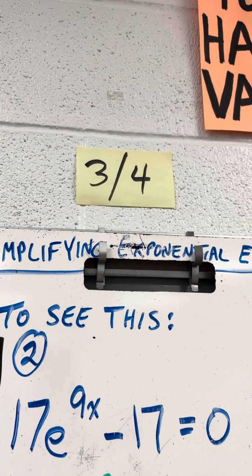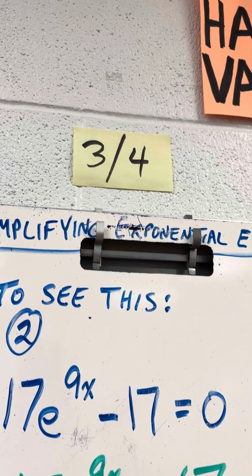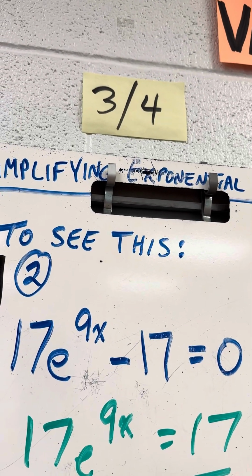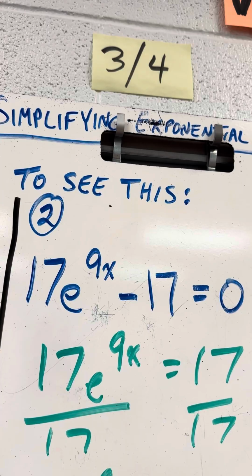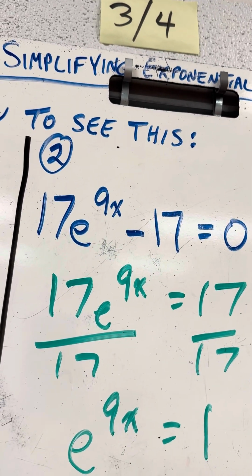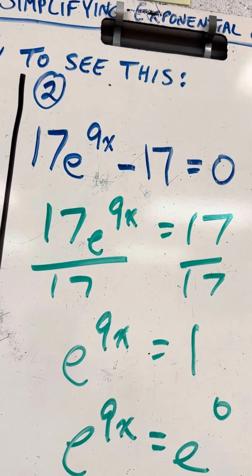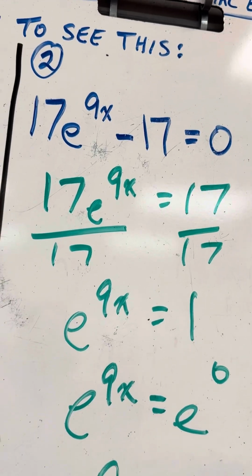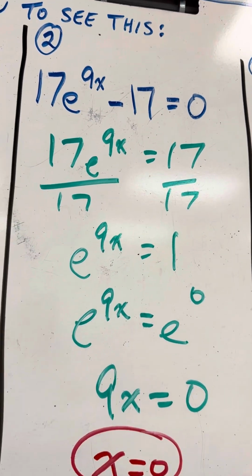e to the 9x minus 17 equals 0. Okay, add 17. e to the 9x equals 17. Divide by 17. e to the 9x equals 1. Oh, so e to the 9x equals e to the 0. Okay, 9x equals 0. x equals 0.